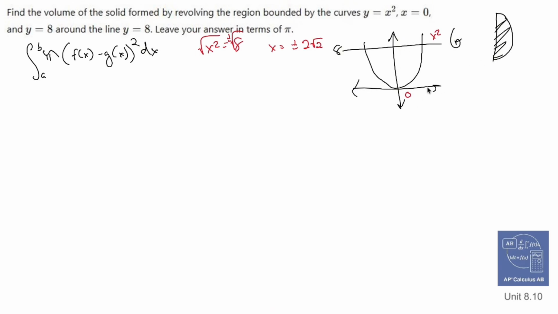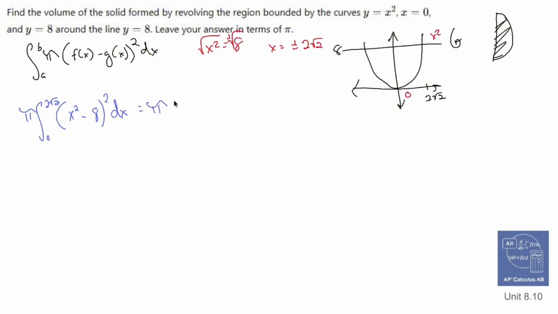So we're going from 0 to 2 root 2 on this one. So let's set it up. 0 to 2 root 2. Let's rip the pi out front. We have f of x, which was x squared, minus g of x, which is 8. We're squaring the whole thing, dx.